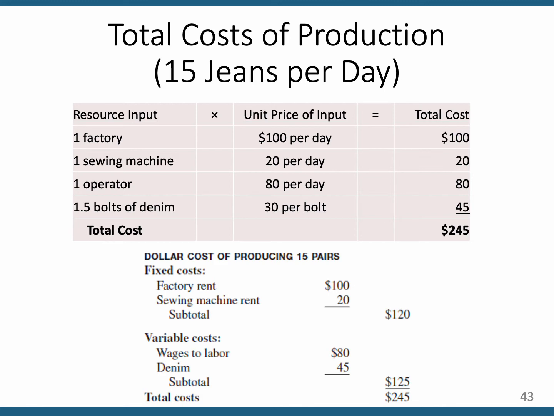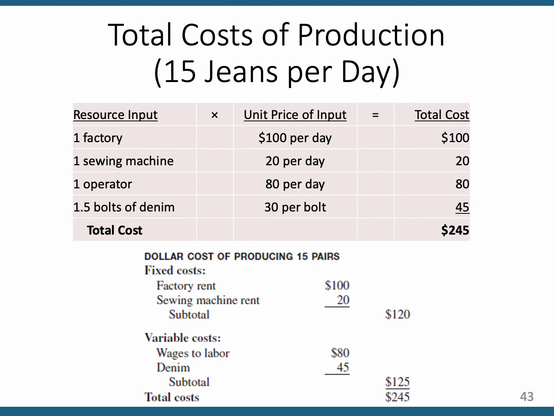This example gives you some actual cost numbers, and it makes it more of an applied example where you can see what the different resources are and what the cost per unit is. All right, so in this example, you have one factory. That's going to be your fixed plant, or part of it. And it's costing you $100 per day.